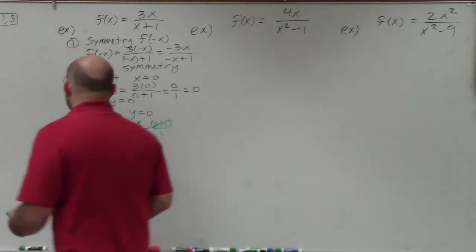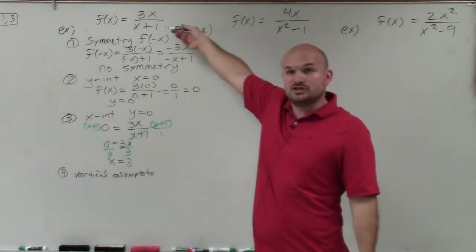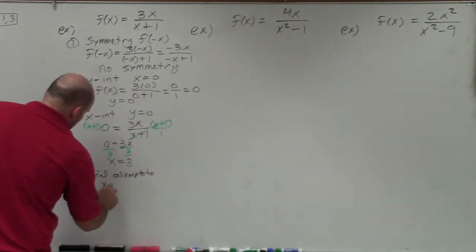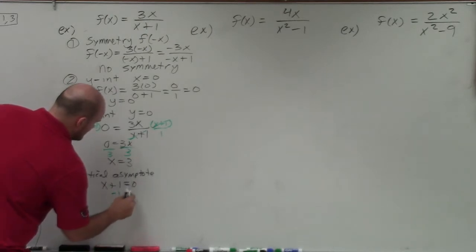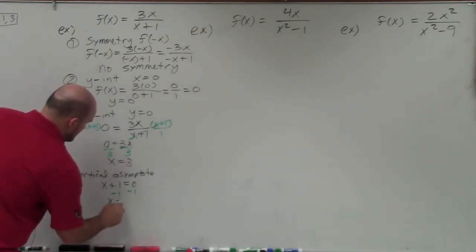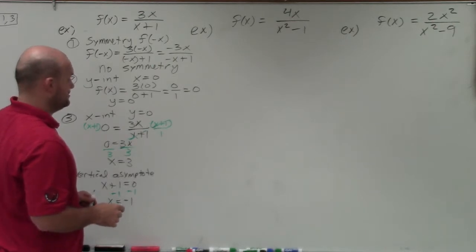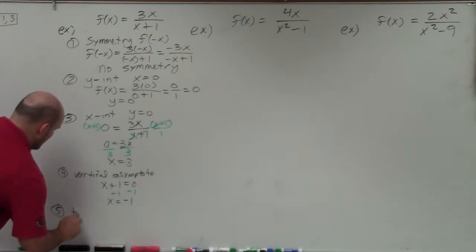So remember, the vertical asymptote is when the denominator equals 0. So you basically go up to your function and say, all right, my denominator is x plus 1. So you're basically going to set x plus 1 equal to 0. Well, I can go ahead and solve. Subtract 1, x equals -1. So then the next one is going to be the horizontal asymptote.